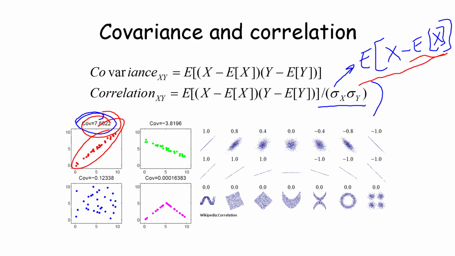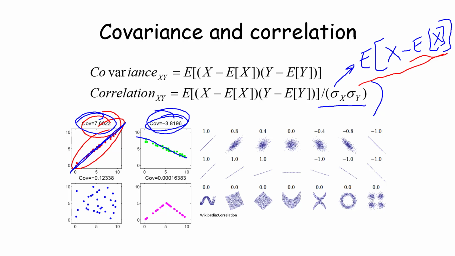But just by looking at the number 7.6, we cannot really tell whether the two variables are correlated. The fact that these points are lined up along a line tells us that the correlation should be close to 1. And here the covariance is minus 3.8, and the correlation is around minus 1.